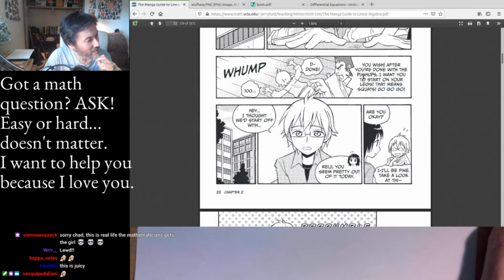Look at how the text is like, I can highlight it. It's amazing.